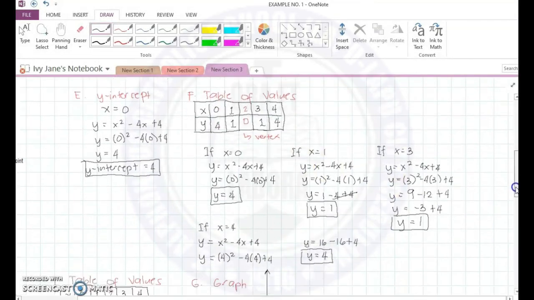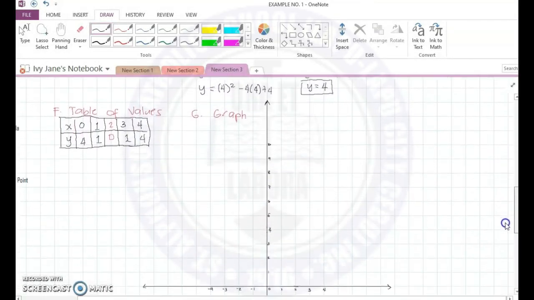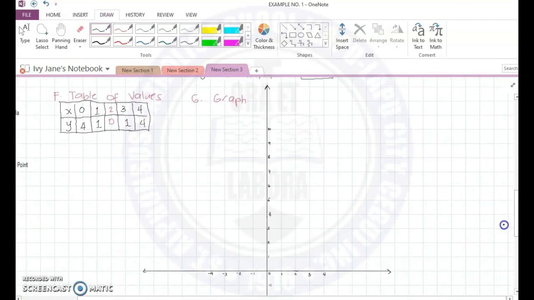So our next step, we're going to graph. And using our table of values, it is easier for us to graph now our parabola. I will change now the color of my pen. Graph now, plot the points. 0, 4. 0, 4 is in this part, and I want you to label it properly, 0, 4. Next, 1, 1. Our 1, 1 is in this part, and label it properly, 1, 1.